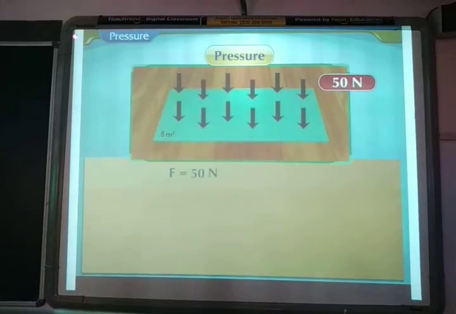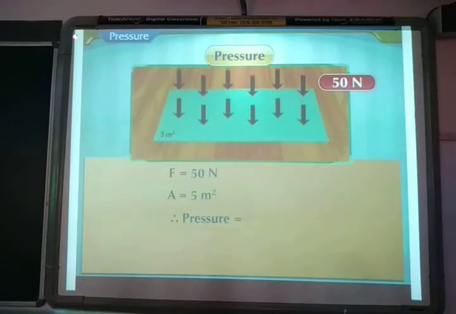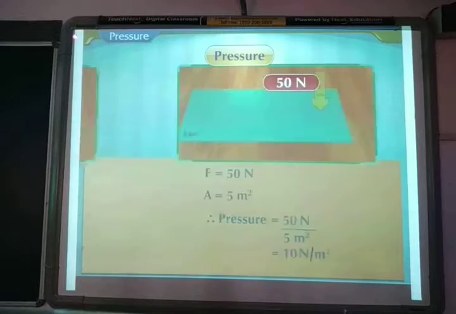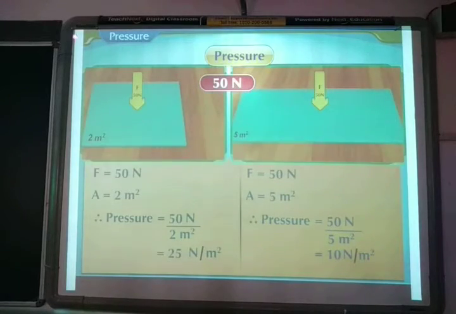Now, if the same force is applied to a 5 meter squared area, pressure is given by pressure equal to 50 newtons per 5 meters squared, which is equal to 10 newtons per meter squared. We can thus infer that by increasing the surface area, pressure increases and vice versa, provided the magnitude of the force applied remains the same.